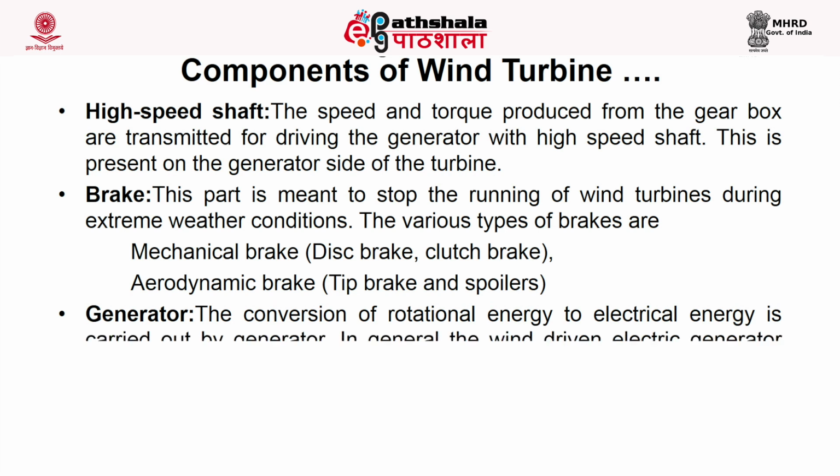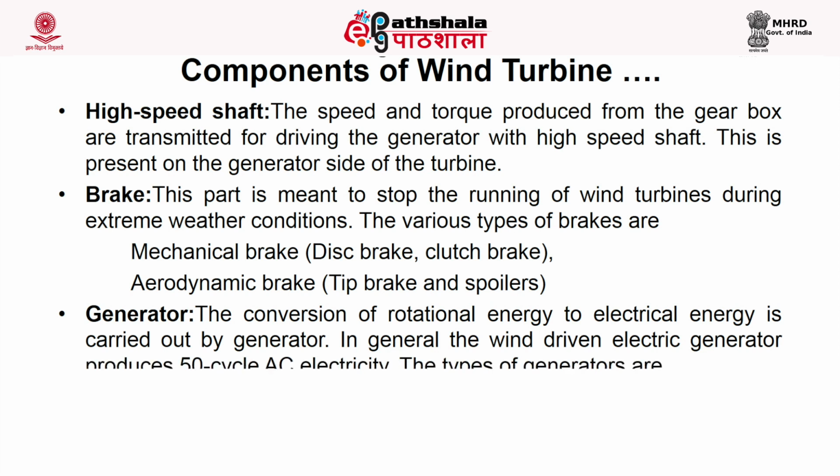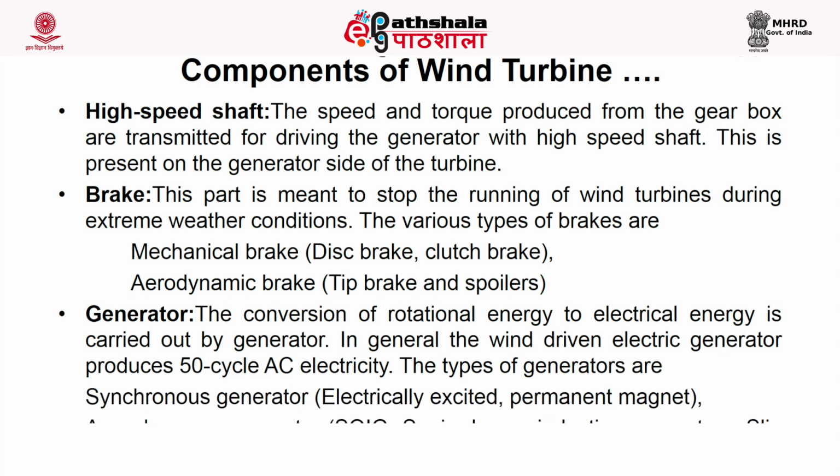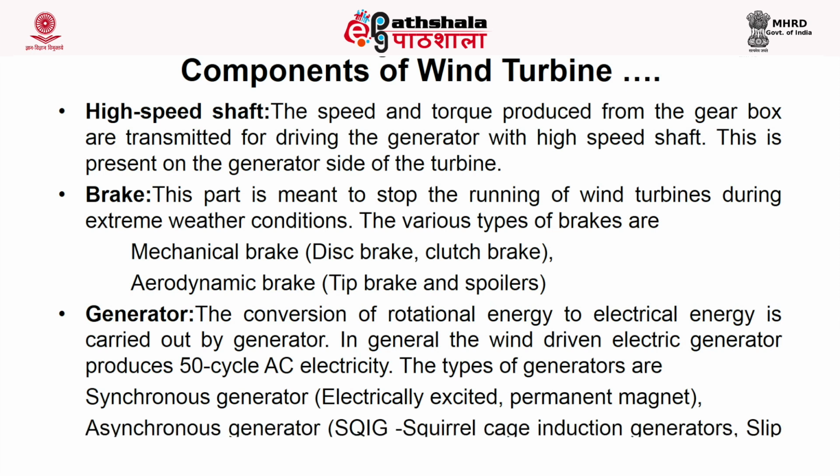Another component is the generator. The conversion of rotational energy to electrical energy is carried out by the generator. In general, the wind-driven electric generator produces 50 cycle AC electricity. The types of generators are synchronous and asynchronous. Electrically excited and permanent magnet are synchronous generators, while squirrel cage induction generators and slip ring are the asynchronous generators.